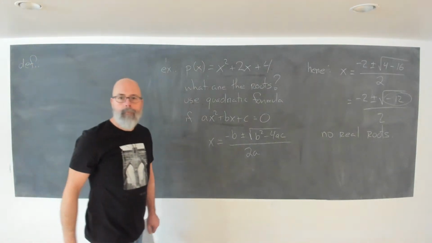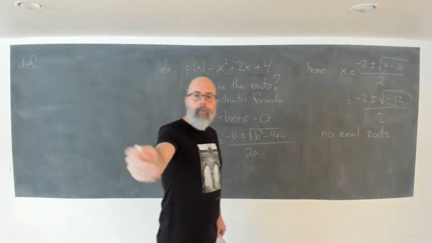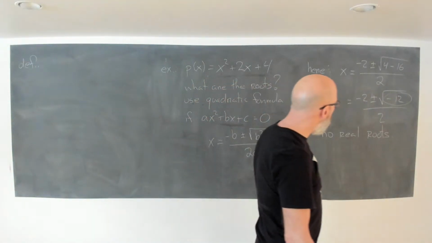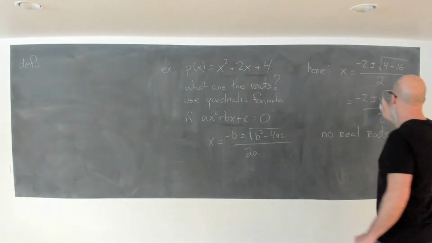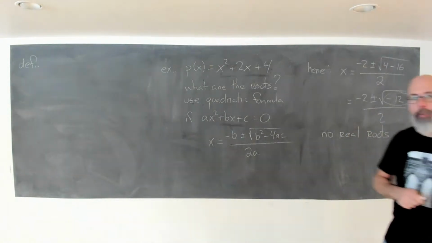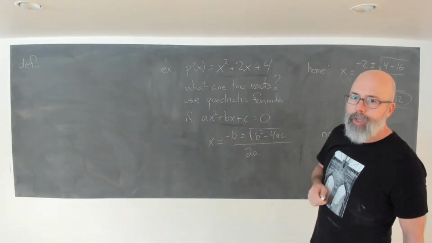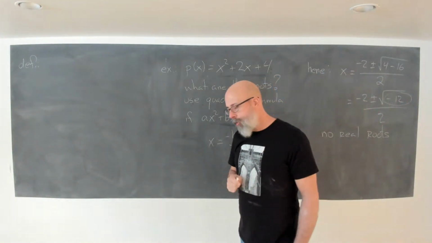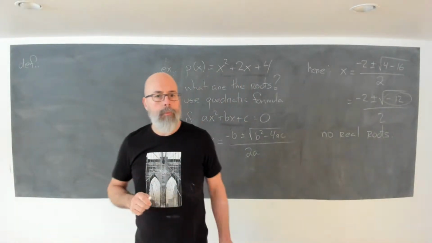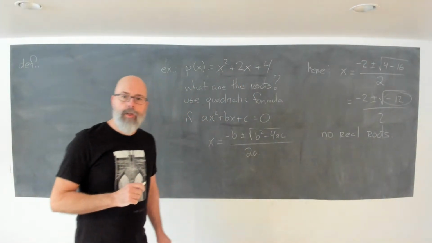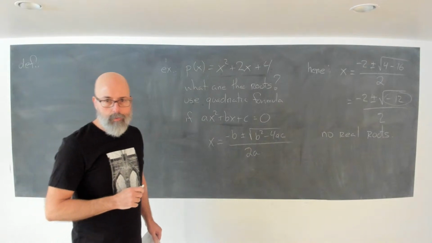Definition. Exactly, as Sophia suggests. If the discriminant is negative, this means that the roots must be imaginary. Absolutely. We're not going to consider this. The no real roots is sufficient as far as we're concerned.